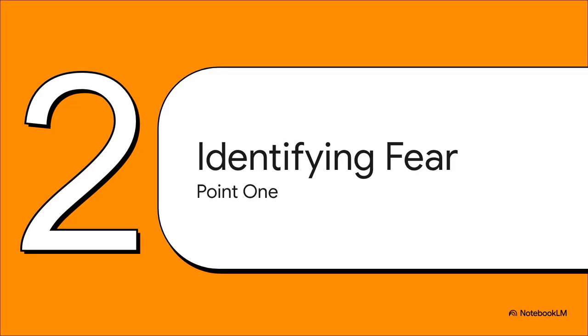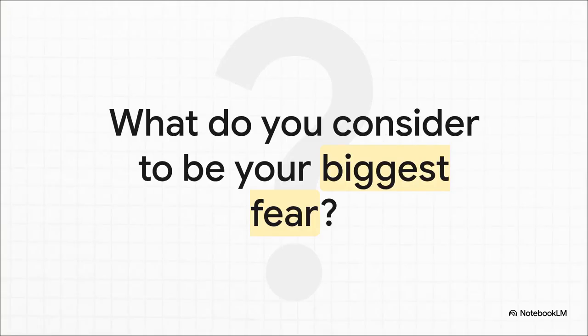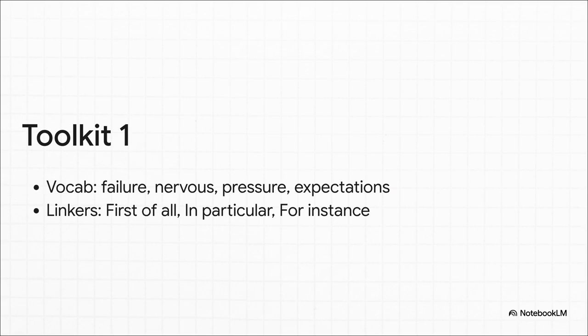Section 2, Point 1, Identifying Fear. Let's deconstruct the very first requirement from your prompt card. It asks, what do you consider to be your biggest fear? Sounds simple, right? But to answer this without stumbling or freezing up, you need a very specific toolkit. You need the right vocabulary to express those high-stakes emotions without just repeating the same basic words over and over again. So let's equip you with Toolkit 1.